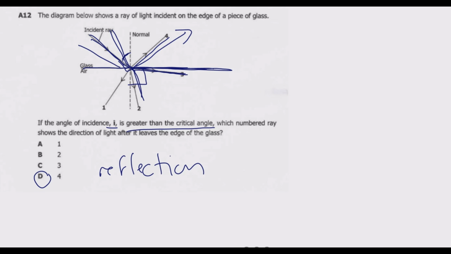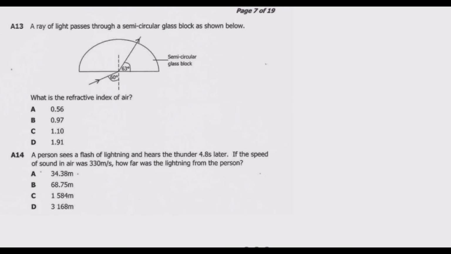We'll move to question number 13. A ray of light passes through a semi-circular glass block as shown below. What is the refractive index of the air? Thus, the refractive index is given by sine incident.